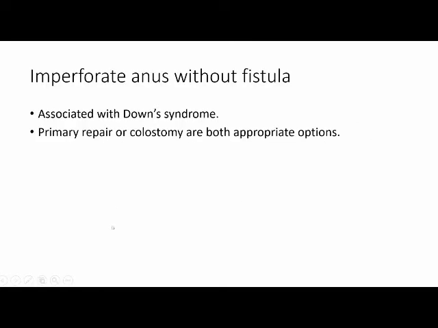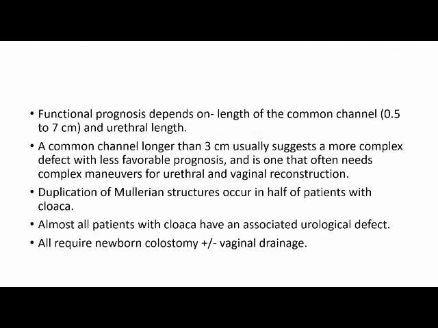Now coming to the last entity in female ARM, that is imperforate anus without fistula. Just as in cloaca, there are two varieties. If you want to keep all the options open, it is better to do an ileostomy, because you don't know the bowel which is required. The other thing to think about is that you can do an end sigmoid colostomy.